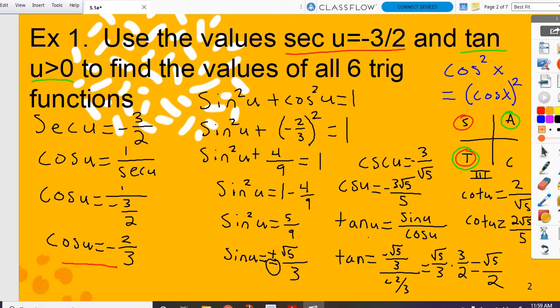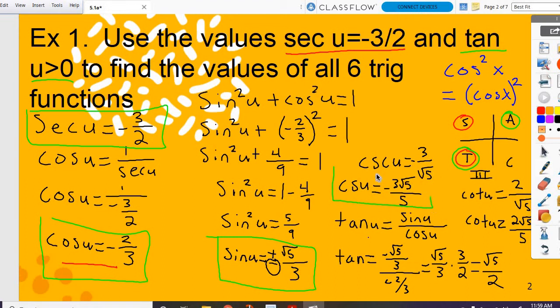So let's just make sure. We found secant because that's what they gave us. So that was our first one. We have cosine is our second one. Sine is our third. Cosecant is our fourth. Tangent is our fifth. And then cotangent is our sixth. So we found all 6 trig functions.